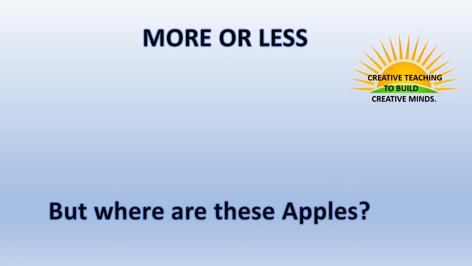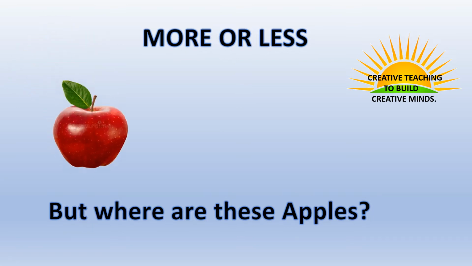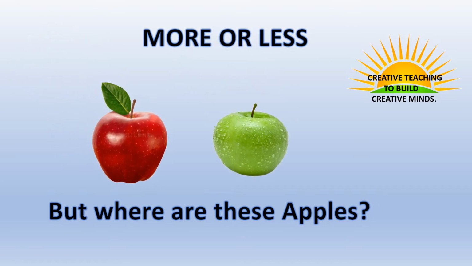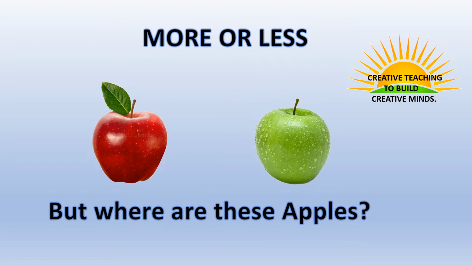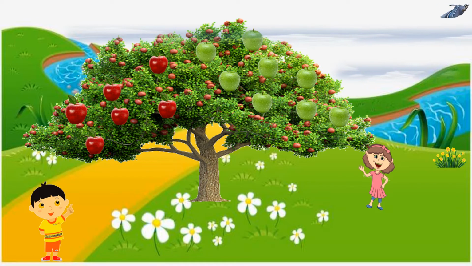More or less. Here is a red apple and here is a green apple. But where are these apples? Let's see. Are red apples more or are green apples more? Let's start counting.